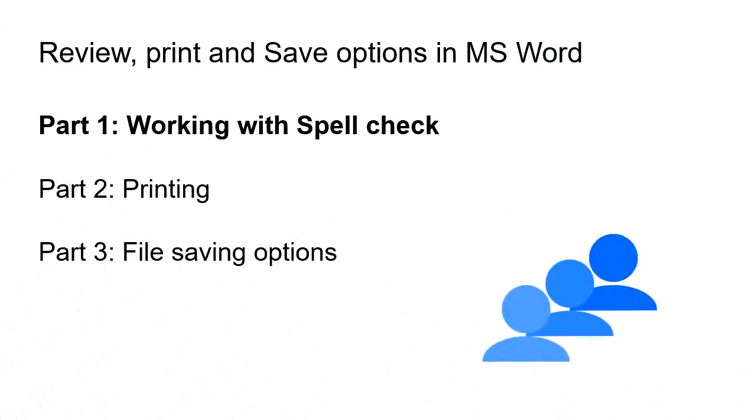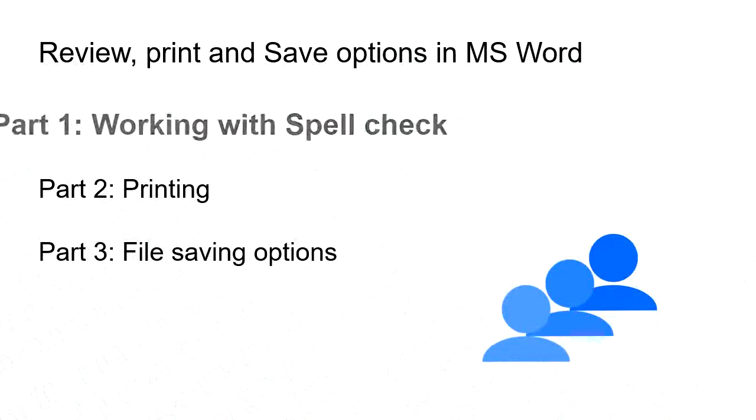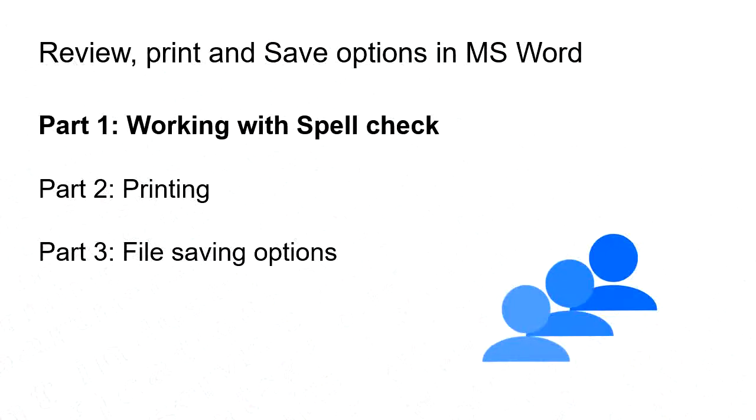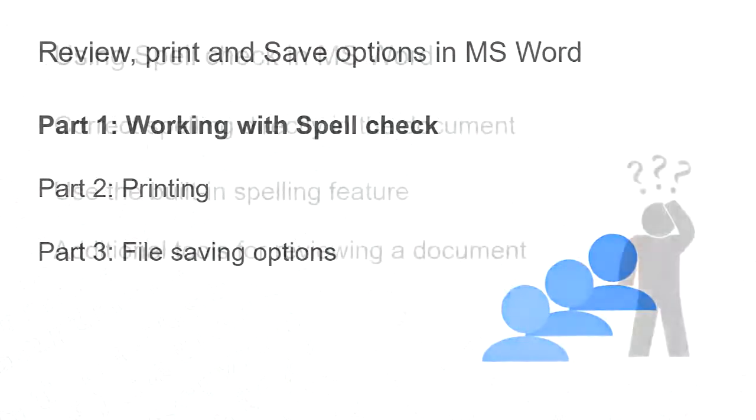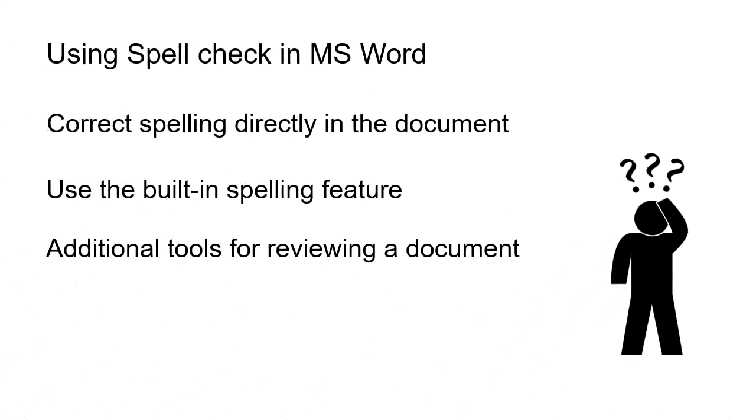Okay, in this series of 3 videos, we're going to discuss reviewing a document with spell check. The second video is going to be focused on printing a document, the settings for printing. And the third video is going to be about various options for saving a Word file. I hope you'll join me for all 3. So in this first video that's going to focus on spell check, we're going to talk about checking your spelling directly. We're going to look at using the spell check tool in Word, and then just take a glance at a couple of the other editing tools available.